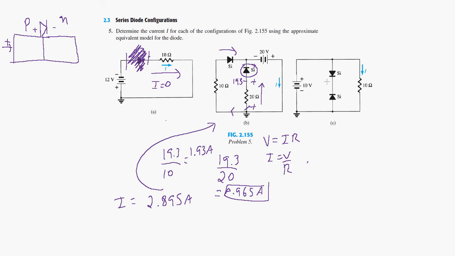So on the circuit on the right here, C, we have a voltage source, 10 volts in this direction here. So this diode here is forward biased. However, this diode here is reverse biased, so this is an open circuit here. So this side here you can neglect, and so we have 10 volts on this resistor, and the resistance is 10 ohms. So 10 divided by 10 is equal to 1 ampere.